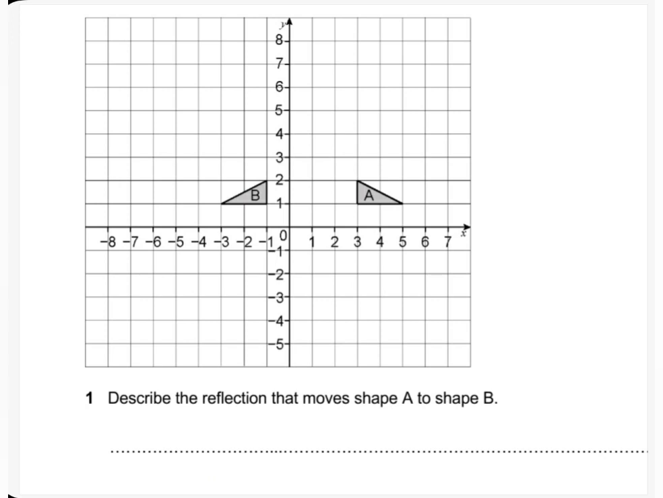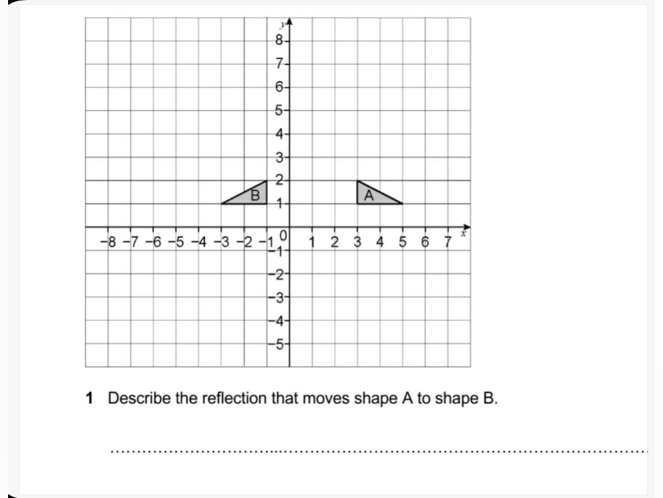In this video, we're going to talk about this question. Question 1 says, describe the reflection that moves shape A to shape B. Now, when the question asks you to describe the reflection, it means give the line of reflection.